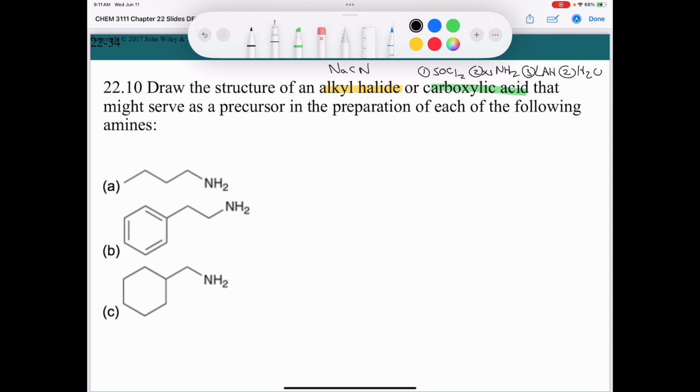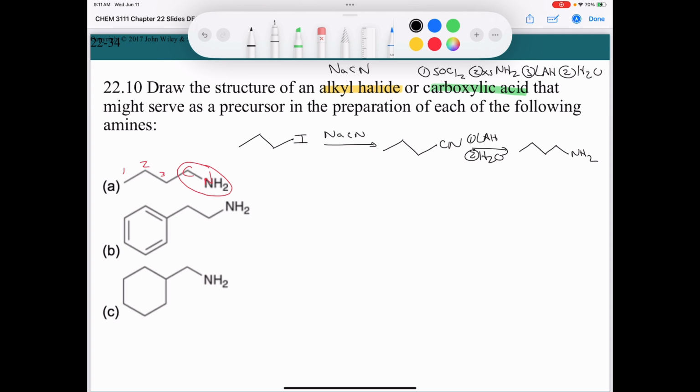Now remember, when you're using the alkyl halide method, you're adding a carbon, and so the cyanide would provide this carbon and this nitrogen. So that means we're going to need 1, 2, 3 carbons in our alkyl halide, and we'll just make it an iodide. You could make it a bromide, you could make it a chloride, it doesn't matter. In the first step, we're going to treat it with sodium cyanide. That's going to give us 1, 2, 3, 4 carbons, and then we're going to reduce that in the first step with LAH, second step with H2O, and that is going to give us our amine.